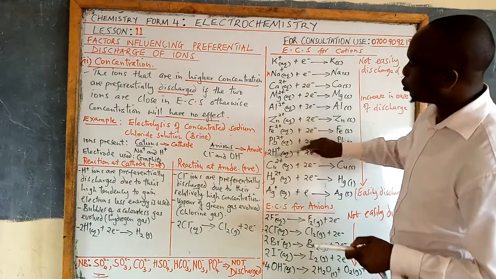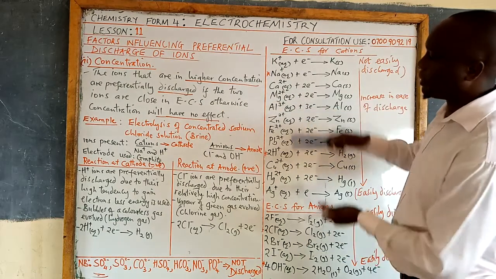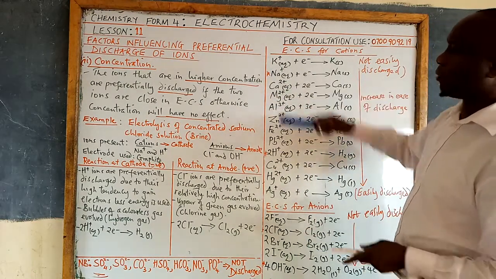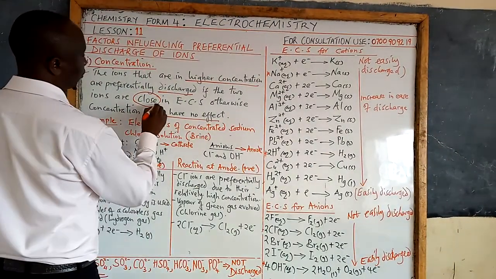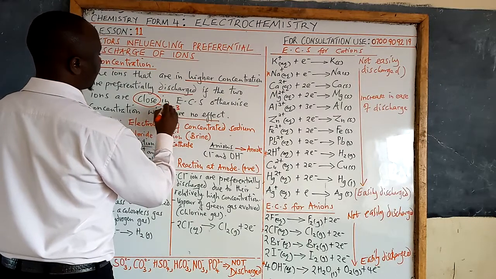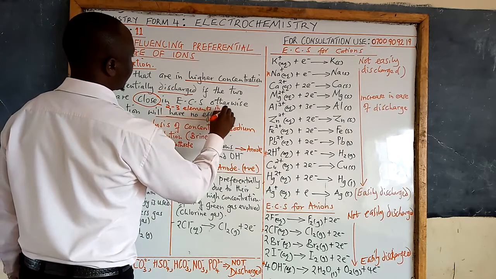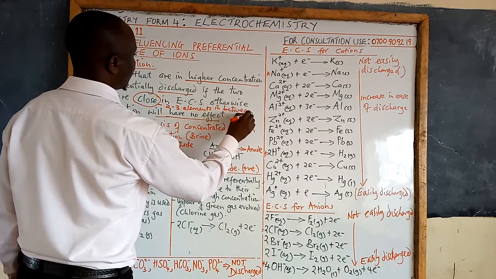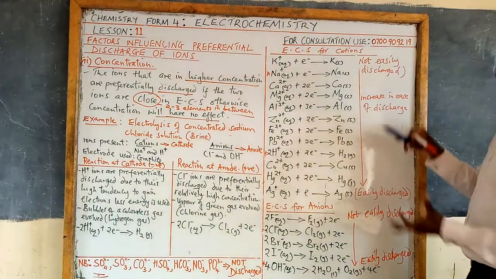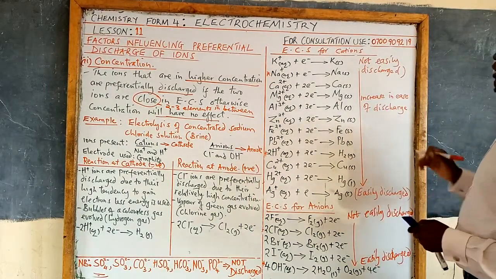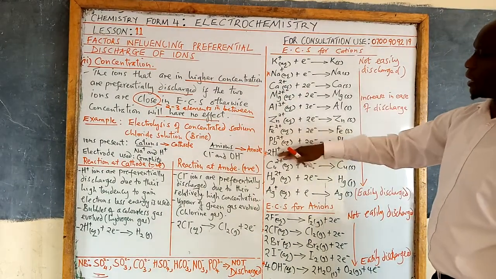You can see these two have so many elements in between them. We have 1, 2, 3, 4, 5, 6 elements in between. So these ones are very far away. They are not close. As I said, for close we shall use a range of 2 to 3 elements in between. But with more than 3 elements, those ions will be far away from each other, hence concentration will have no effect. Like in this case, there are 6 elements in between hydrogen and sodium.